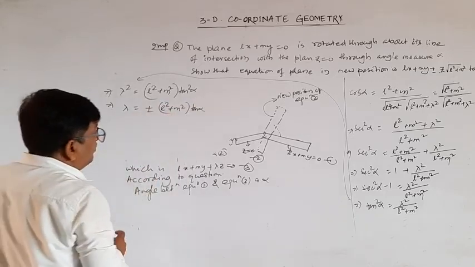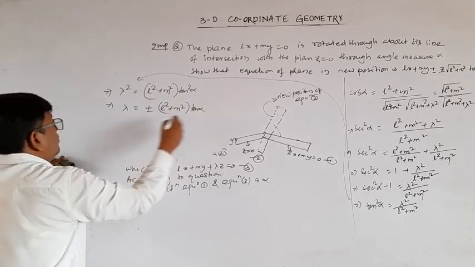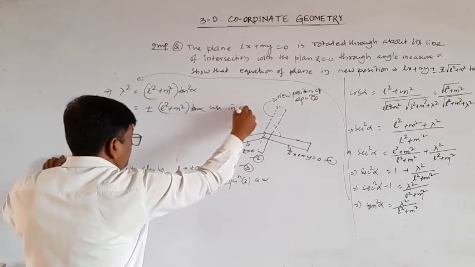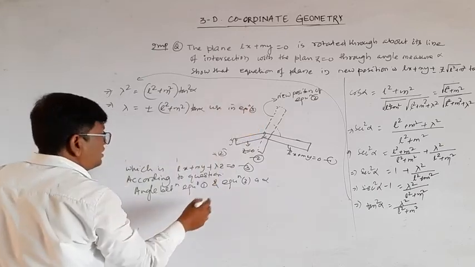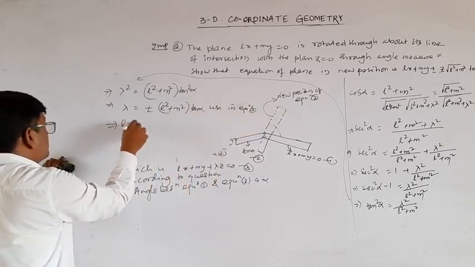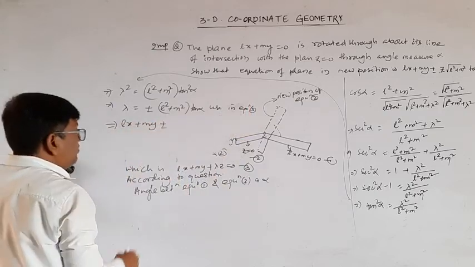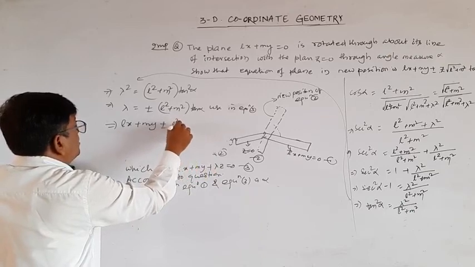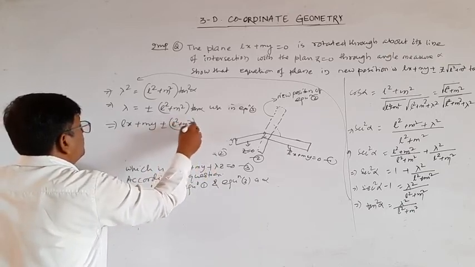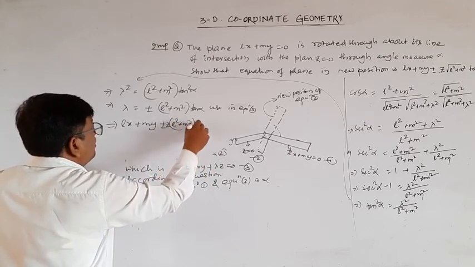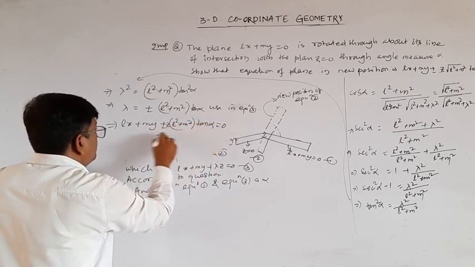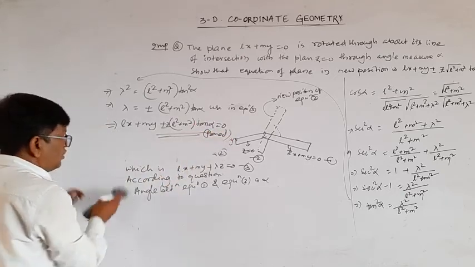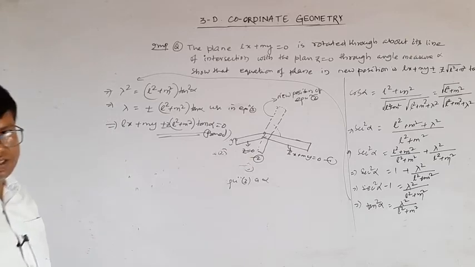Now use lambda in equation 3. So equation 3 is this, that implies Lx plus My plus or minus lambda z, that is root over L square plus M square into z into tan alpha is equal to 0. This is proved. Okay, these are two important questions for the board examination.